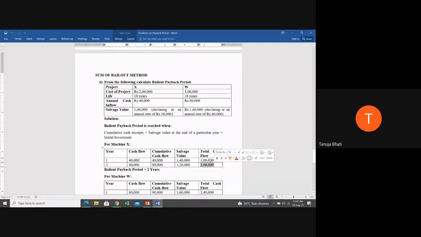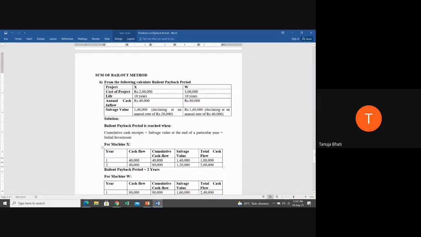So in which year your cumulative cash inflows plus salvage value is equal to your initial investment? So for project X, can anyone tell me what is the initial investment for project X? Yes, 2 lakh. And in which year it is equal to your initial investment? Second year. So second year is your bailout period.